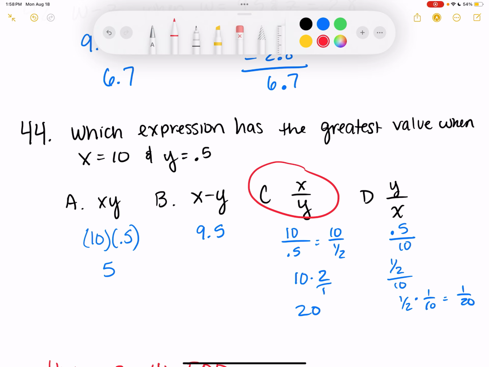The answer is C. So 10 divided by 1/2 would be the same thing as 10 times 2, and that would be 20. So that would be why it's C. The other one, B, is 9.5, and then X times Y would have been 5. So, any questions on that one?